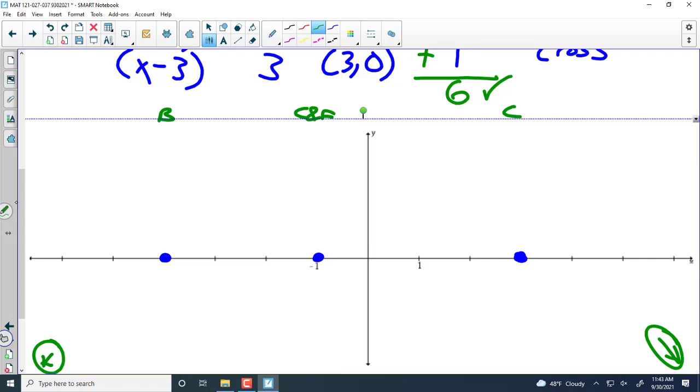Whether I'm going to bounce off it, whether I'm going to cross and flatten, or if I'm just going to cross. And when you get that far, go ahead and put your pencil down and just watch, and then I'll give you a chance to do the graph yourself in a moment.